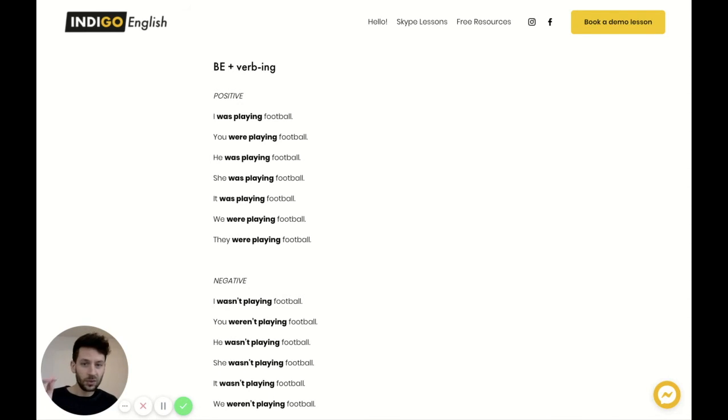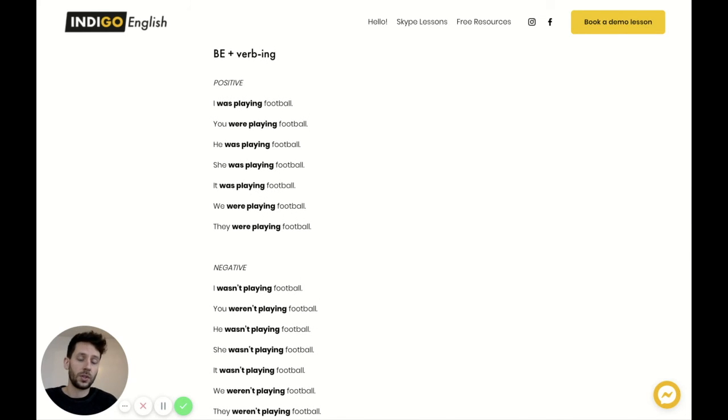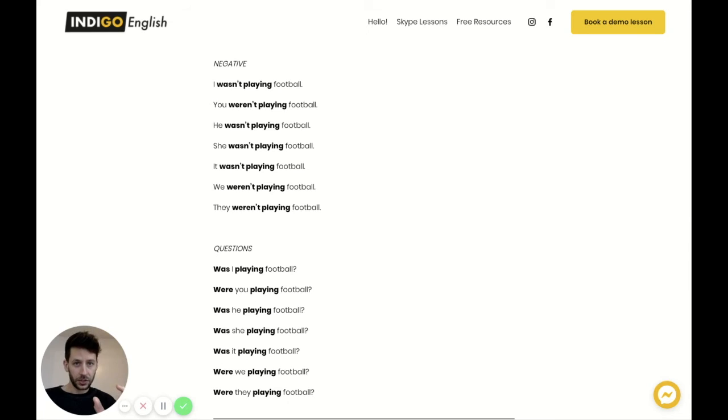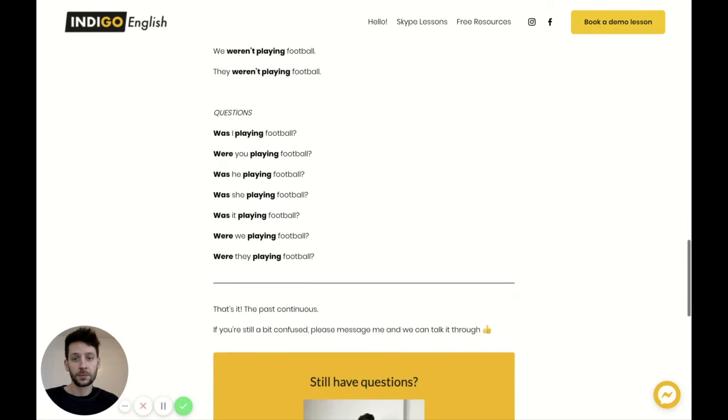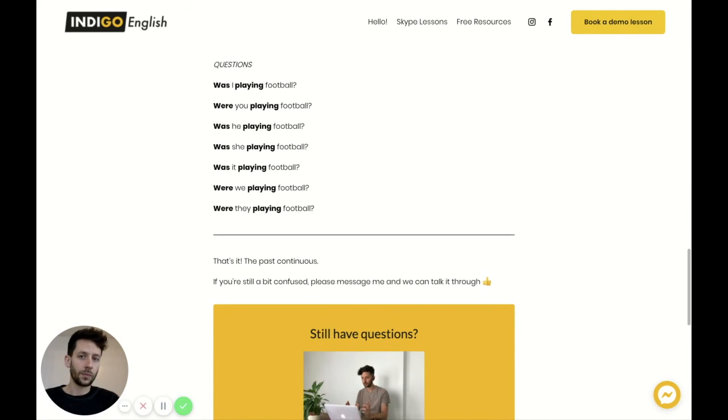And then the verb ing is always the same for each sentence. Positive, negative, or question. For negative, we change was to wasn't, were to weren't. It's quite straightforward. And for a question, we change the subject and the auxiliary. So we have, in a positive sentence, I was playing, and in a question, was I playing? So we switch the subject and the auxiliary. You were playing, positive, and then question, were you playing?